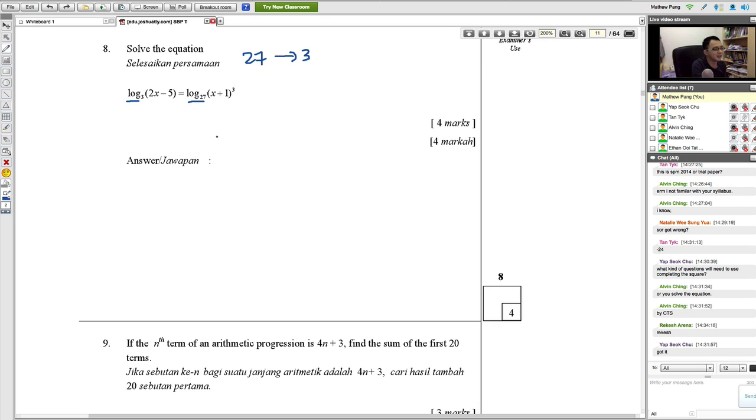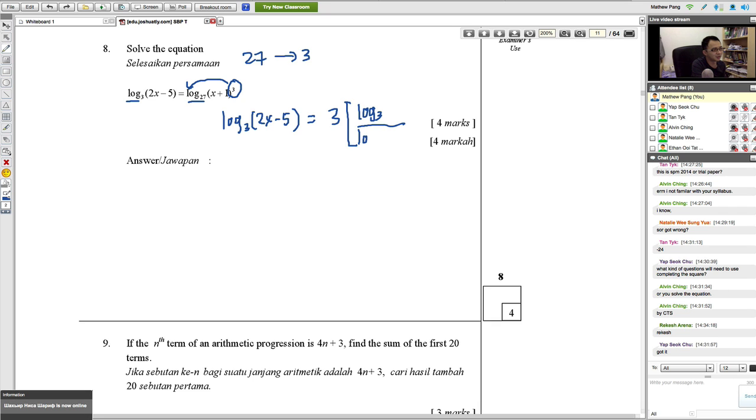In this case, I will copy this one. So it's log base 3 of 2x minus 5, and then I will change the base for this one. Of course, I know the power, I can move in front, so it becomes 3, and then only this one I change the base. So I will need log base 3 here and log base 3 here, with x plus 1 on the top and 27 at the bottom.